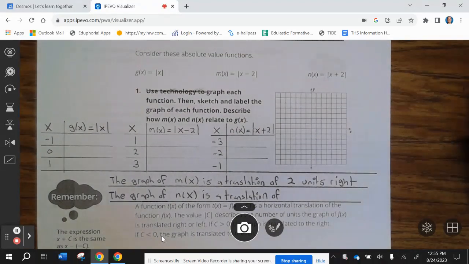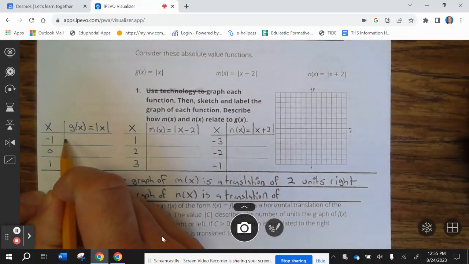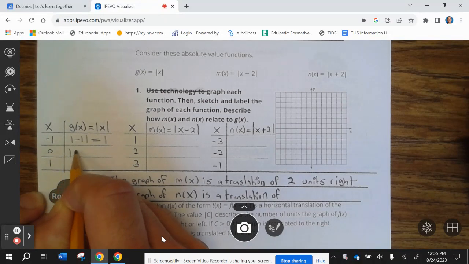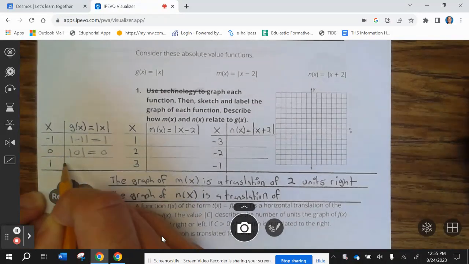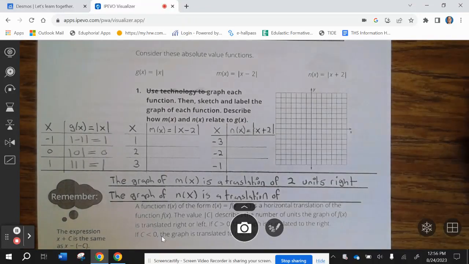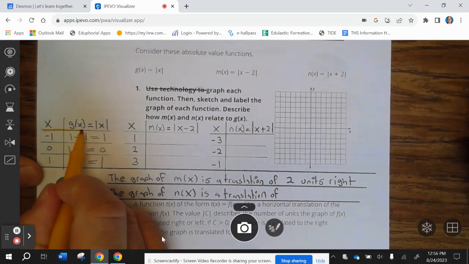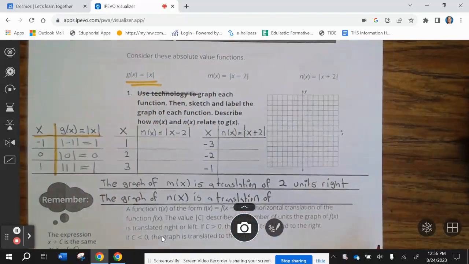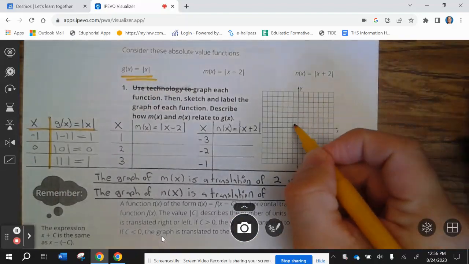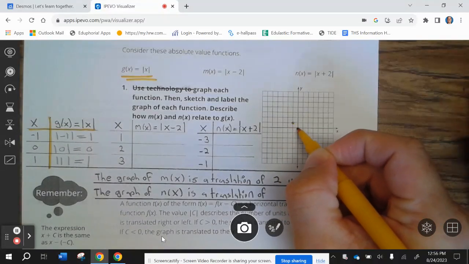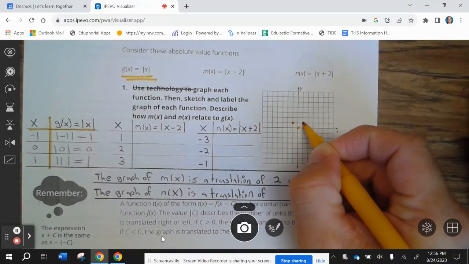Okay, so when x is negative 1, that's the absolute value of negative 1, which equals positive 1. Absolute value of 0 equals 0. Absolute value of 1 equals 1. Okay, so now let's go ahead and graph g of x in yellow. So negative 1, 1, 0, 0, 1, 1.